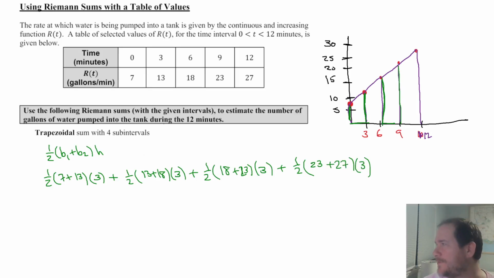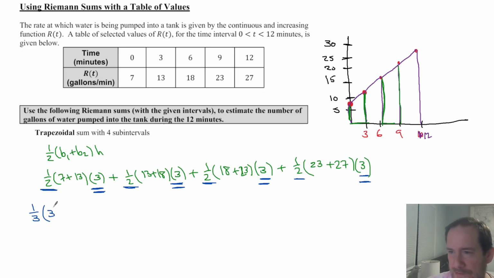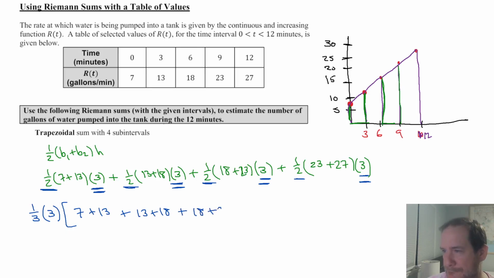Alright, so before you go to do all this math, it might be nice to notice that the 1/2, 1/2, 1/2, 1/2, that's common to everybody. So you could factor that out. And they all have the height in common. They all have 3 in common. So you could factor that out. So what you've got really is just 1/2 times 3 times 7 plus 13, and then plus 13 plus 18, plus 18 plus 23, plus 23 plus 27.